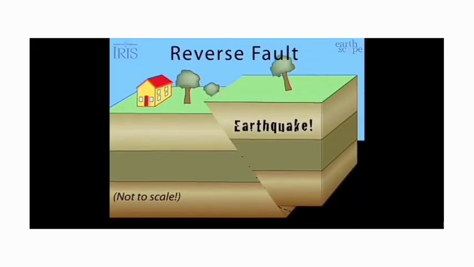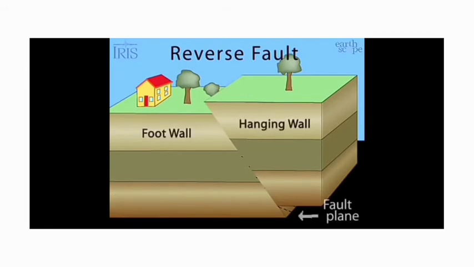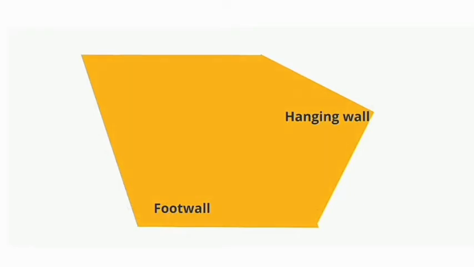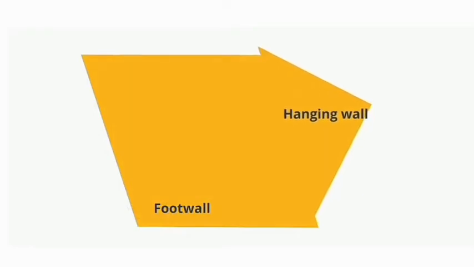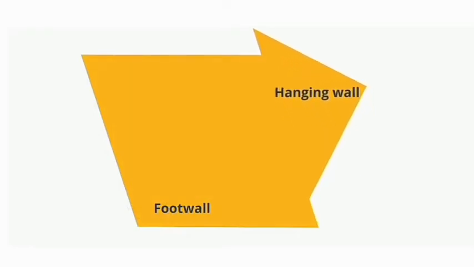In a reverse fault, the hanging wall moves up relative to the foot wall. It is a product of compression and therefore shortens the structure. A special type of reverse fault is known as the thrust fault that causes nearly horizontal movement due to its low angle of inclination, which is less than 45 degrees.